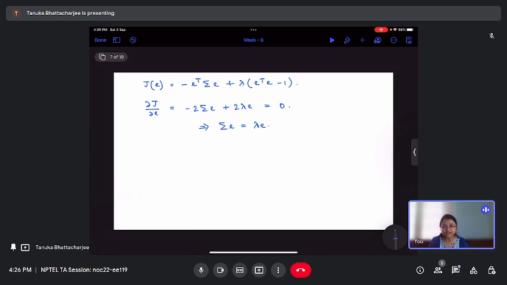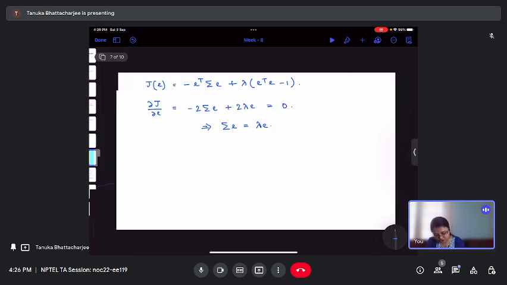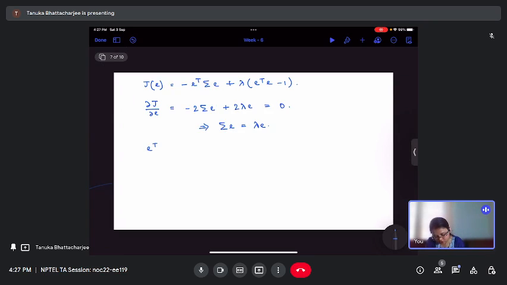But there can be multiple eigenvectors, which one will you choose? For that, the variance is E transpose sigma E and you want to maximize this. From this equation, you have sigma E equals lambda E. If you put that in, you get E transpose lambda E. That will be your variance if you project along the eigenvector.